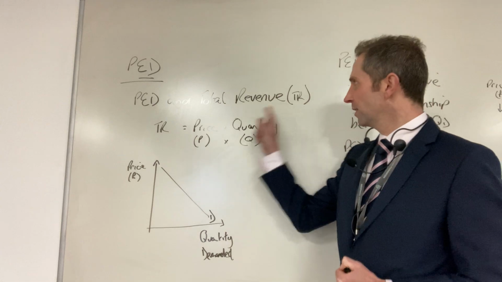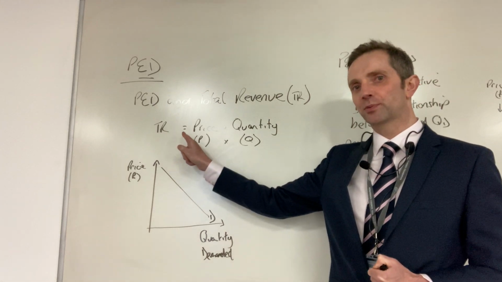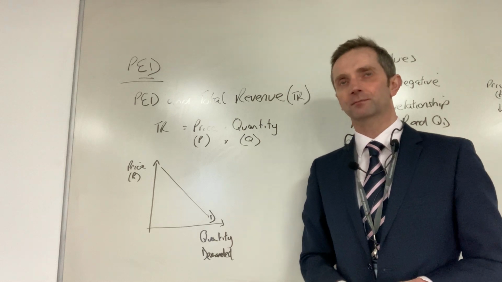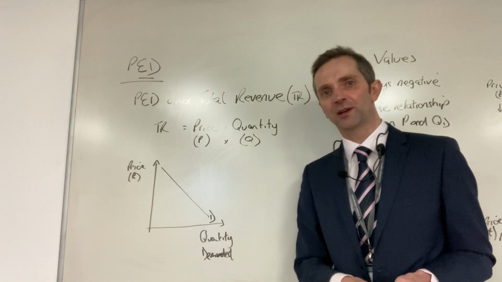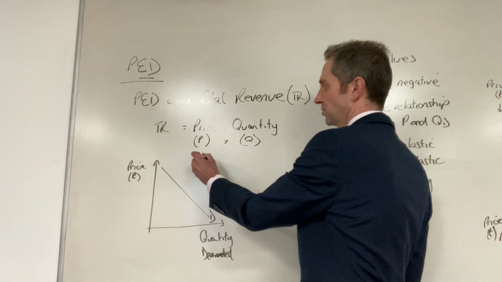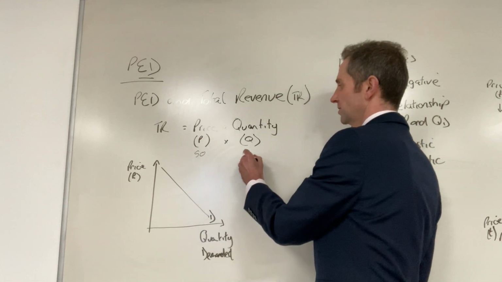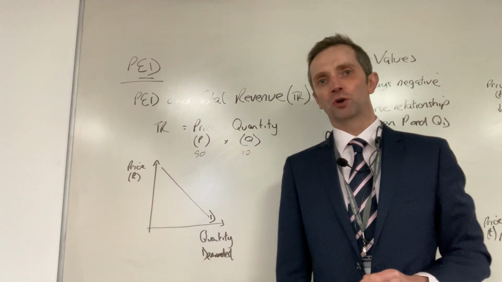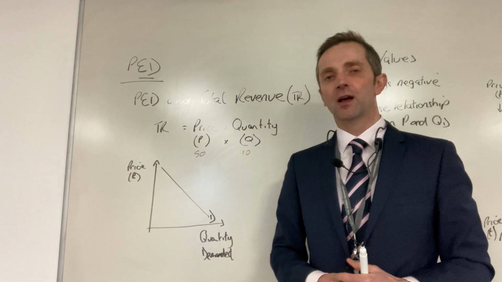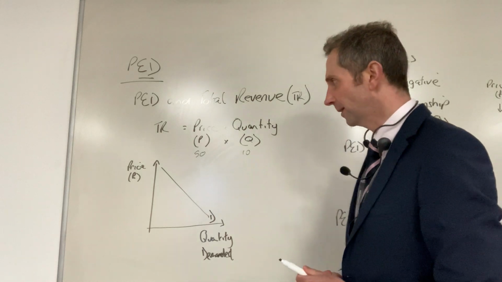Well, we know that total revenue, TR, is equal to price, P, times quantity, Q. So if I go into a shop and I purchase 10 Mars bars at 50 pence each, so we'd have 50 here, 10 here, then the total revenue, the TR, would of course be £5 for the retailer.